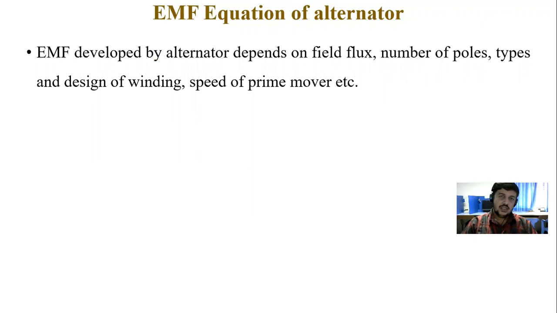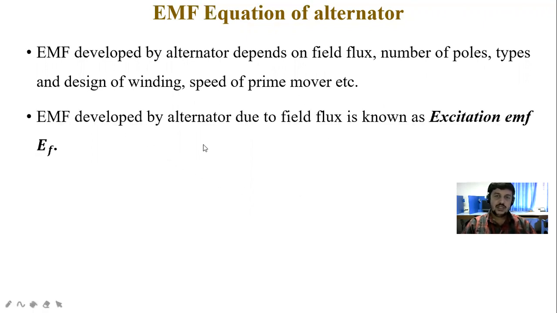Now, the EMF which is developed by the alternator depends upon various factors. Those factors are the field flux, that is, flux per pole, the number of poles in the alternator, the type and design of winding, that is, whether it is full pitch winding or half pitch winding, and the speed of the prime mover. The EMF which is developed by the alternator due to field flux is known as the excitation EMF Ef. So the EMF which is induced inside the armature winding due to the flux per pole, which is the flux developed by the field winding, is known as the excitation EMF Ef.